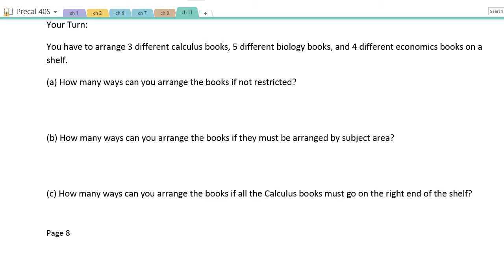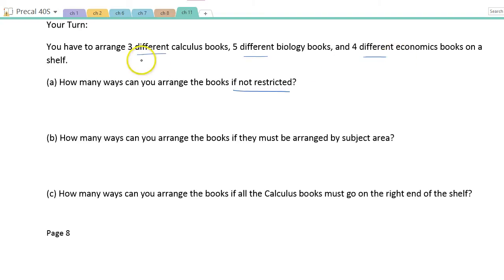So first of all, we need to take a look at the question. We have to arrange 3 different calculus books, 5 different biology books, and 4 different economics books on a shelf. How many ways can you arrange the books if not restricted? So it's just a normal put the books on a shelf. And by the way, the calculus books are all different, so it's not like they're identical. All these things are different, so they're not identical. So it's not an example of trying to build a word with 3 C's and 5 B's and 4 E's.